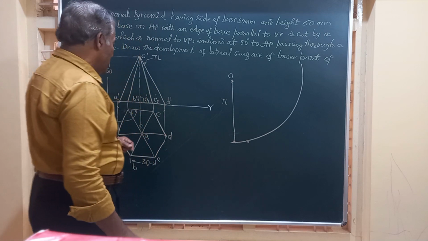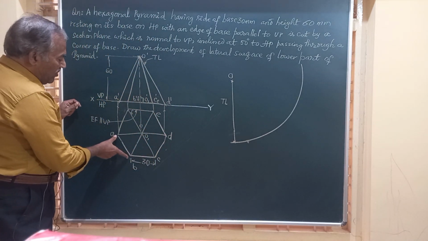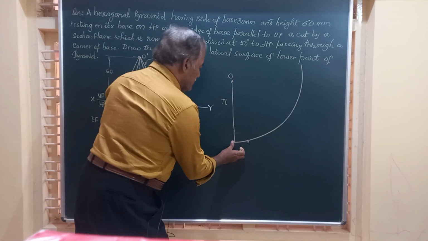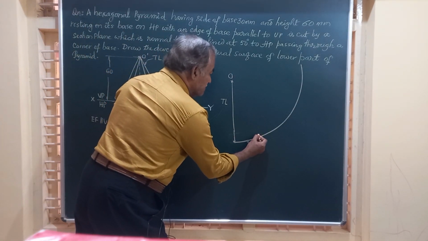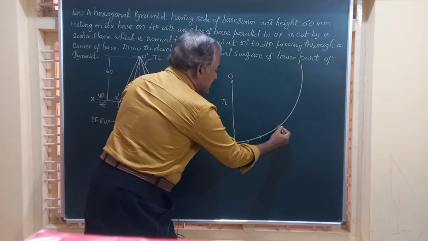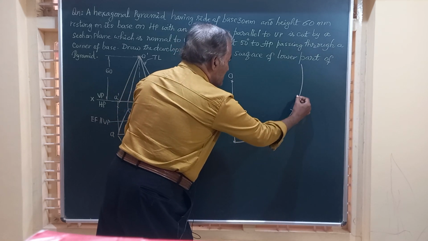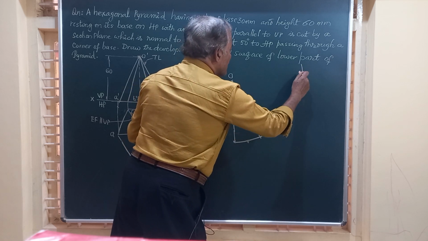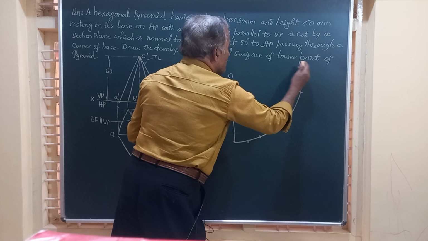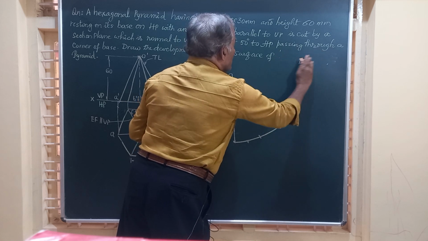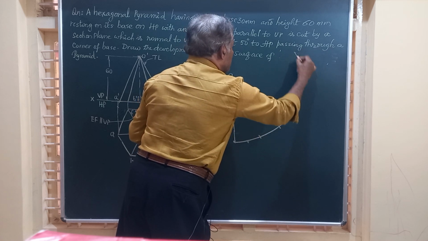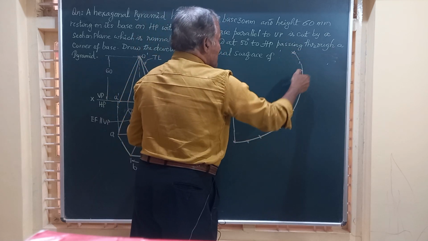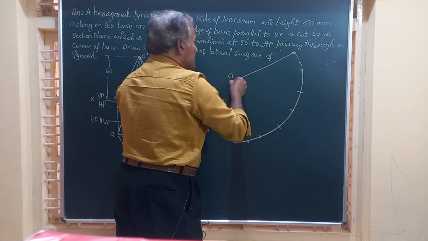On this arc, friends, I am going to step off all these 6 edges of the base. So 6 times 30. I am going to mark 30, 30, 30, 30. 1, 2, 3, 4, 5. Once again, I want to have one more. So I have marked all these base edges, join that to this.